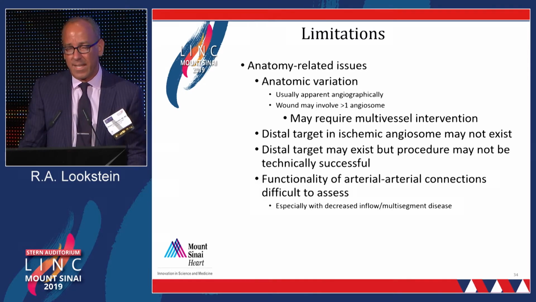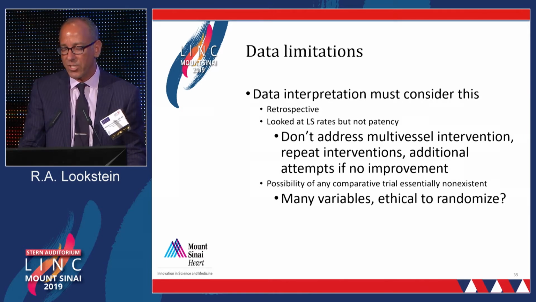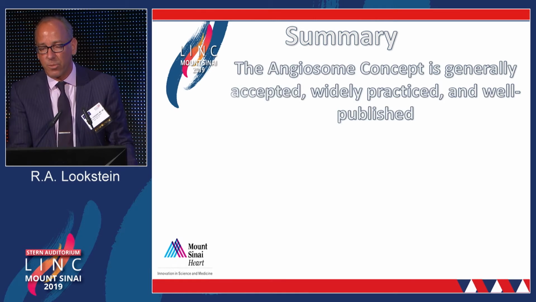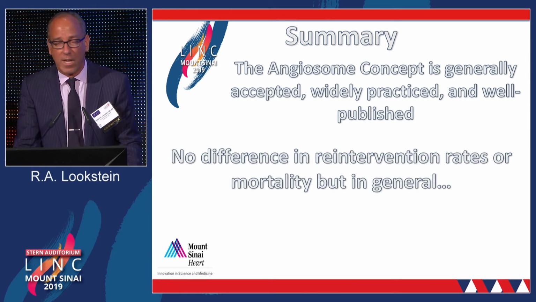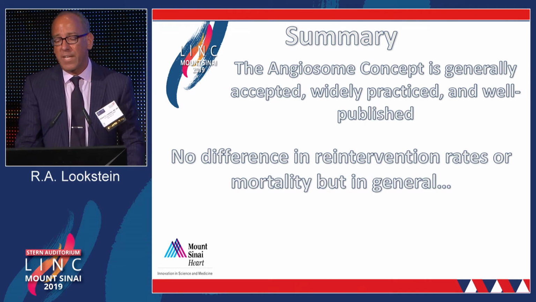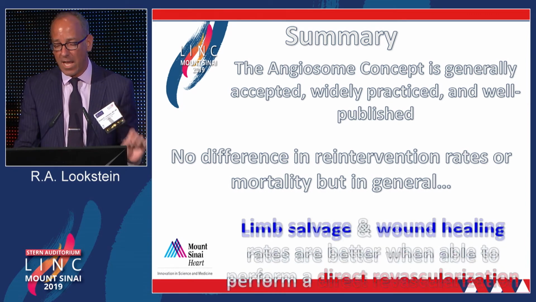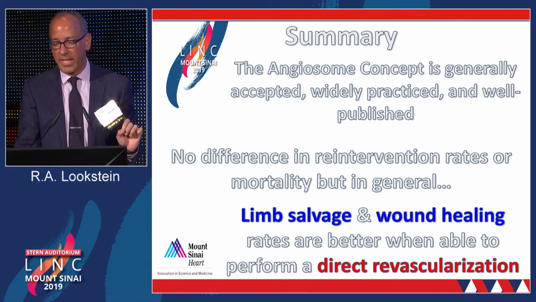So there are limitations. The anatomy can be variable, as Mahmoud mentioned. You need to be significantly concerned about compromise to collaterals in end-stage renal disease and diabetes. There isn't prospective, robust data to prove this concept, but again, it is intuitive. So to summarize, the concept is generally accepted, it's widely practiced, and there's retrospective literature on this. There's no difference, it's important to note, in reintervention rates and mortality, but in general, limb salvage and wound healing appear to be better in retrospective series when direct revascularization is performed as compared to indirect.